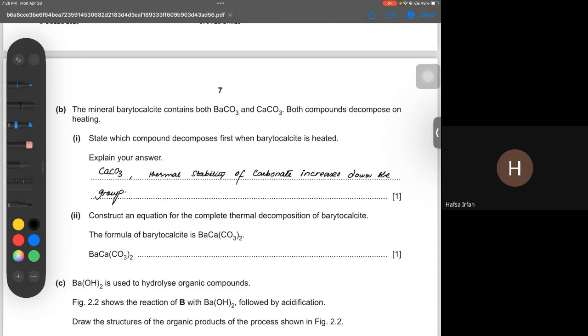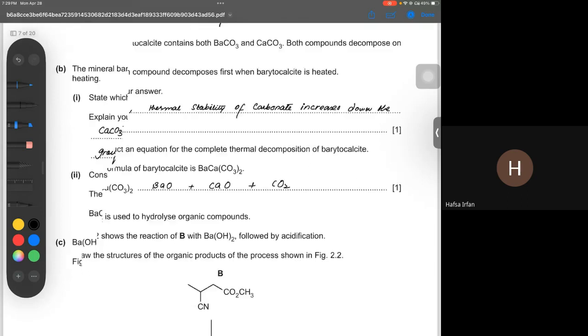The formula of barytocalcite is this one. Construct an equation for the complete thermal decomposition. When you are going to heat this one, it would be giving you, of course, barium oxide, calcium oxide, and carbon dioxide. So these are the decomposition products. Whatever the metal you have, they would be forming metal oxide.